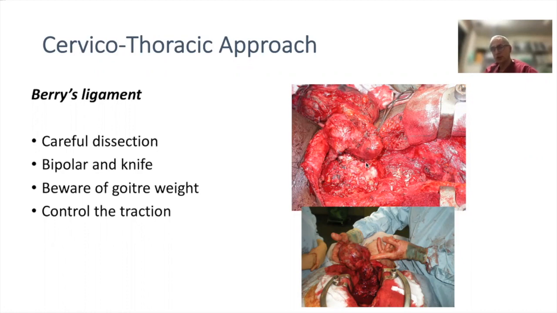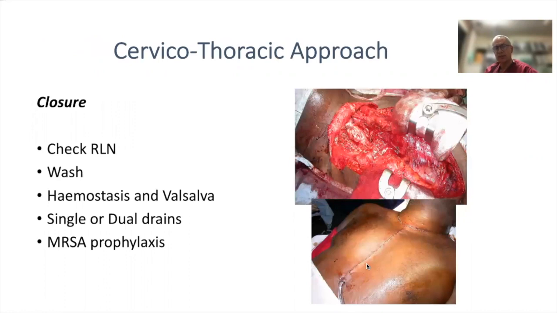And you can see here at the bottom how big that goiter is. So you've got to really handle things with lots of care. And then finally, we check the recurrent laryngeal nerve. We use nerve monitoring, and obviously we get an EMG trace. We wash. We do hemostasis. Sometimes a Valsalva is required, to do it several times. Sometimes, if we have opened the chest, we need to put dual drains, one in the pleura and another one in the mediastinum.